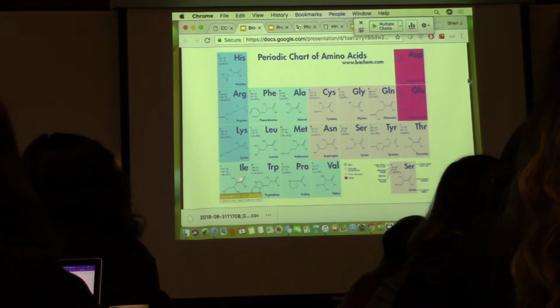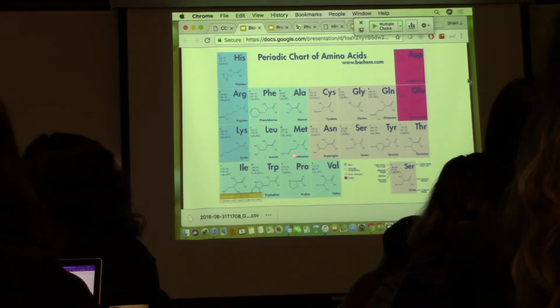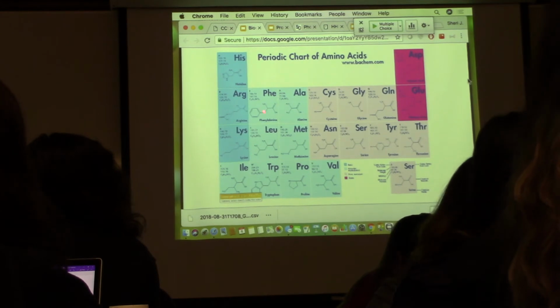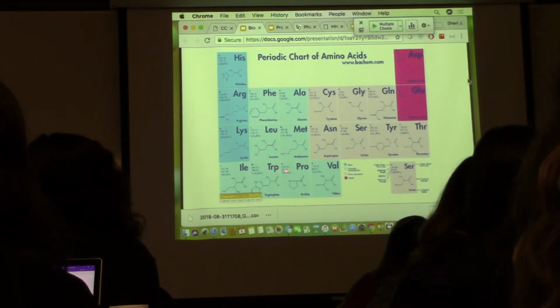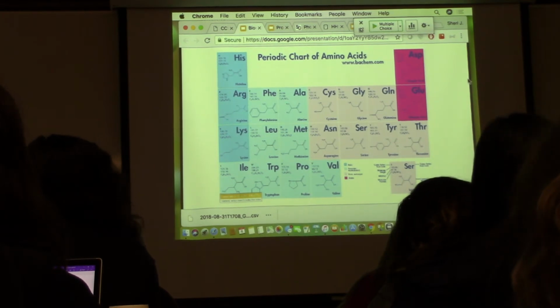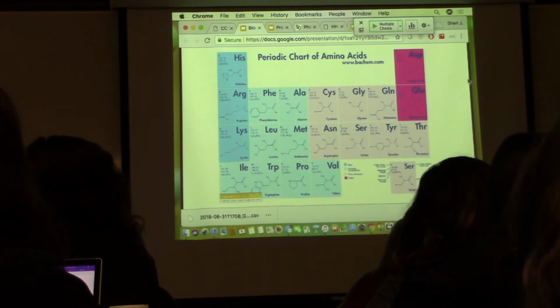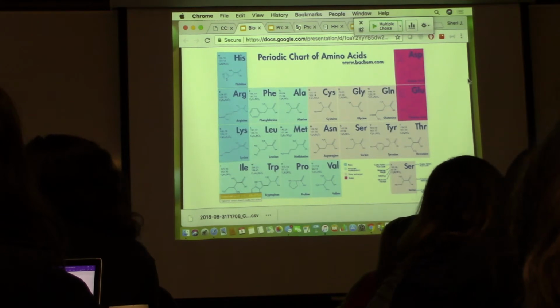These amino acids, isoleucine, tryptophan, proline, valine, look at phenylalanine, its R group is a benzene ring. Alanine has a CH3. What do you think of this group? It's gonna like water or oil? I hear some people saying oil, right? So these are greasy amino acids. They're gonna be happier in an oily, hydrophobic environment.